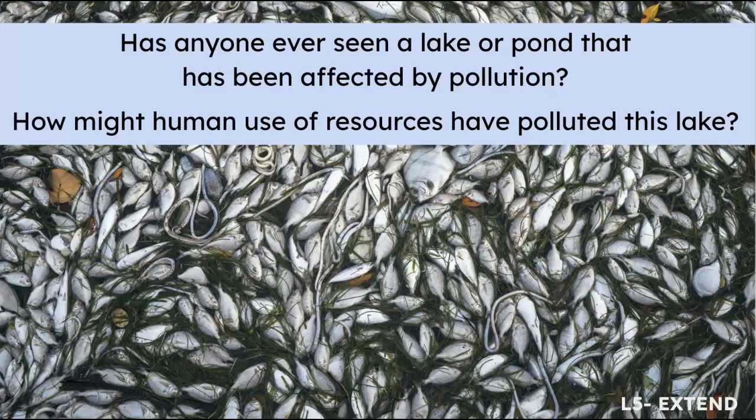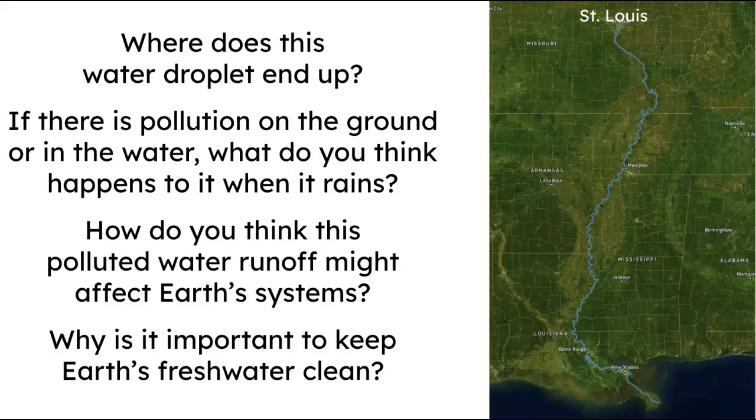For the optional Extend, you can show students photos of dead zones and pond eutrophication. You'll ask if they've ever seen examples like these. You'll use the River Runner resource to track water from your location to the end of its journey and discuss the importance of keeping fresh water clean.